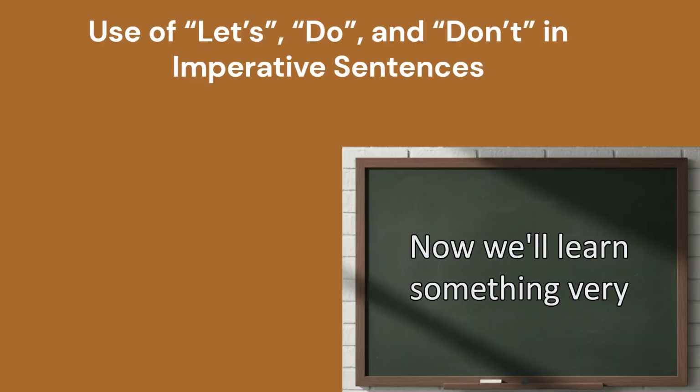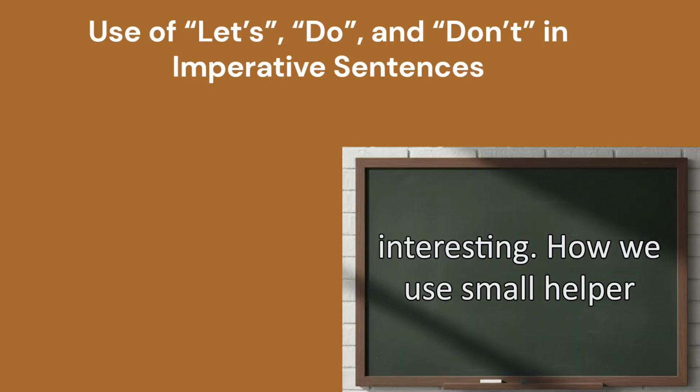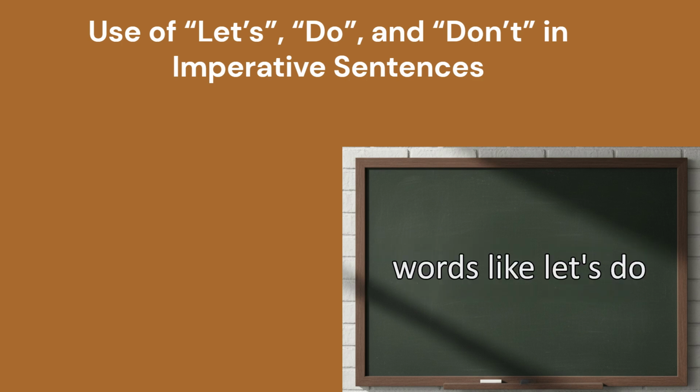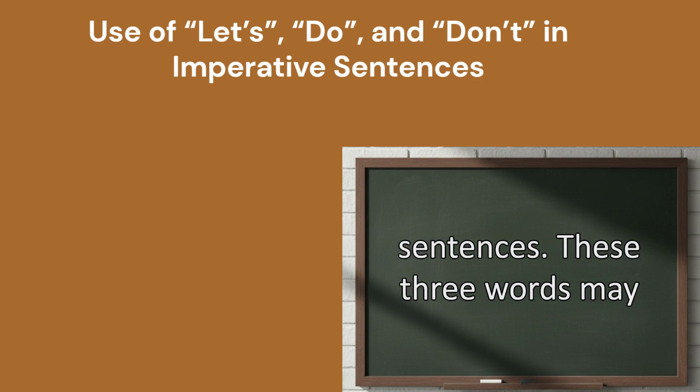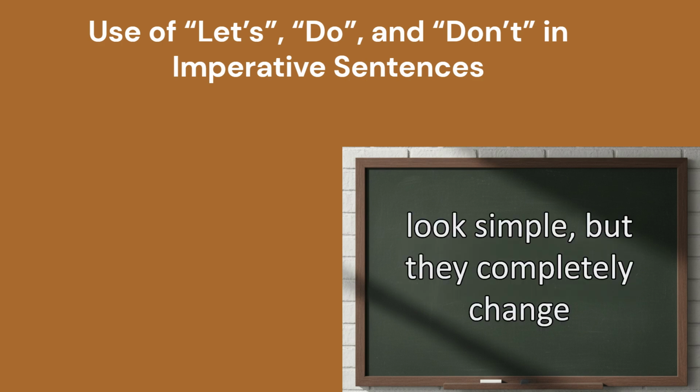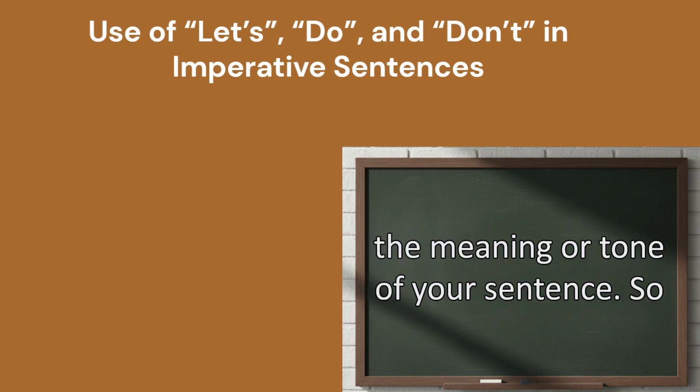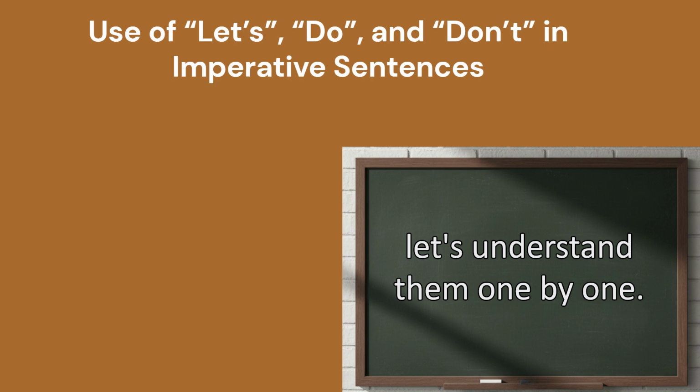Now we'll learn something very interesting. How we use small helper words like let's, do, and don't in imperative sentences. These three words may look simple, but they completely change the meaning or tone of your sentence. So let's understand them one by one.